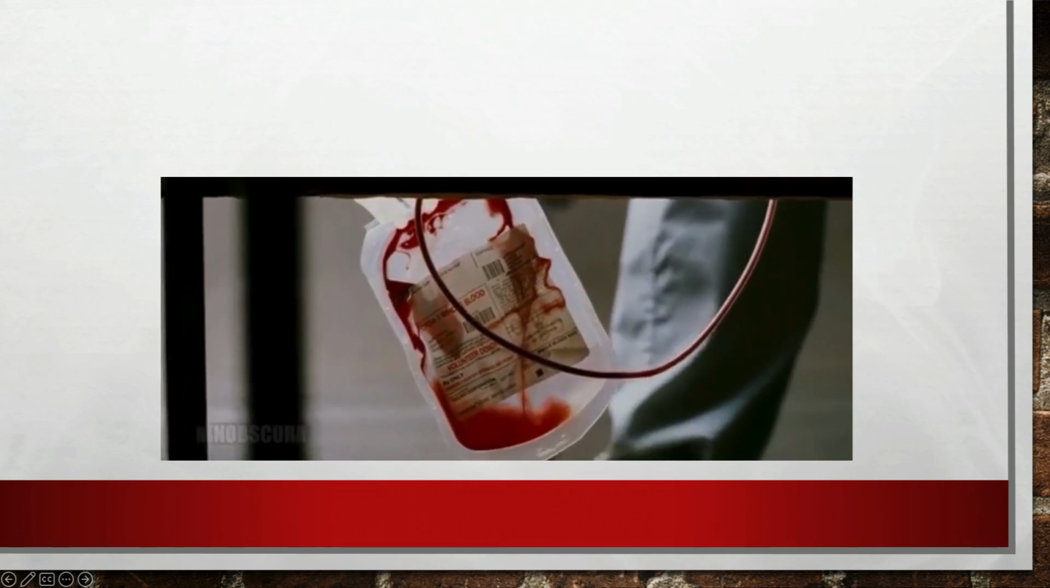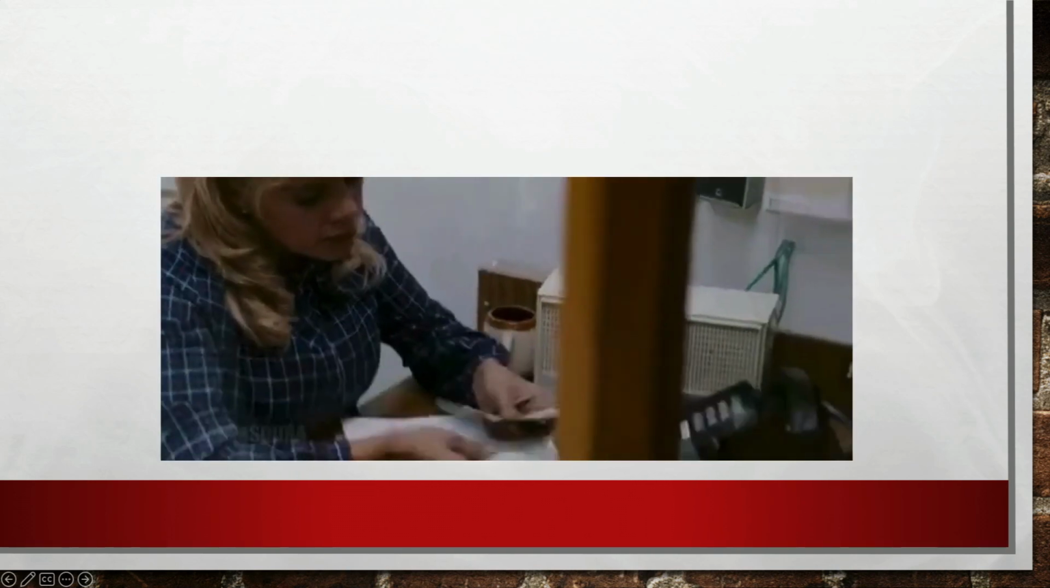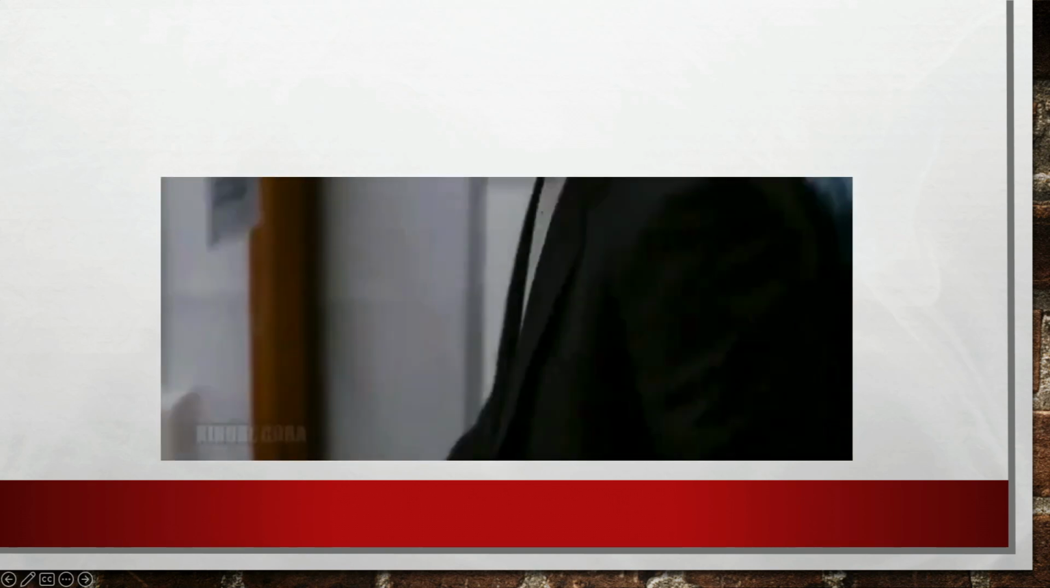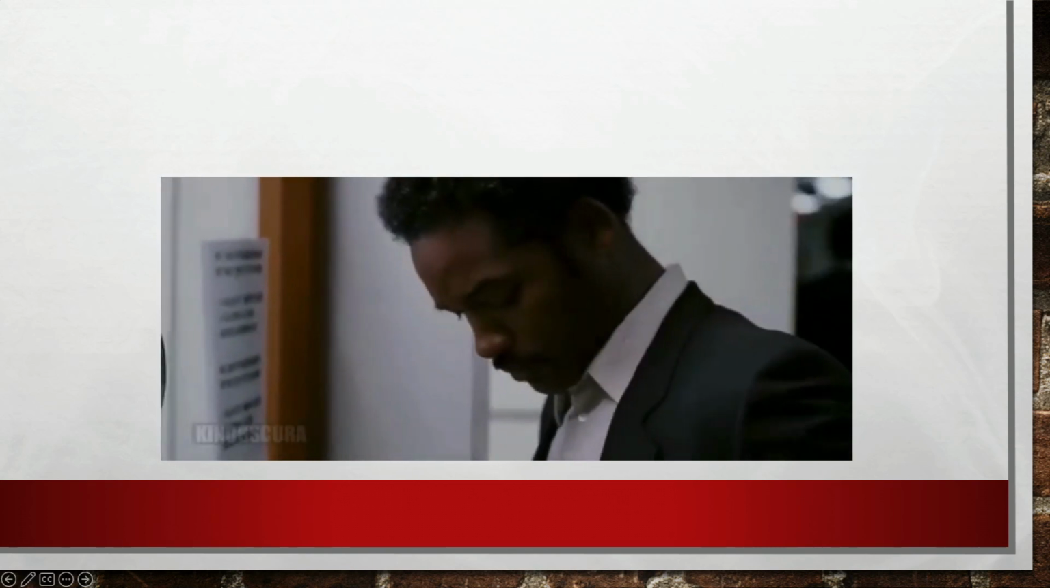Actually, the bag was... There may be many mistakes, but AABB specifically wrote the letter because the blood bag should have written paid donor. Here it is written volunteer donor. If you are taking money, paid donor should be written, not volunteer donor. Volunteer donor is someone who is not taking money. So they wrote a letter pointing out that mistake.